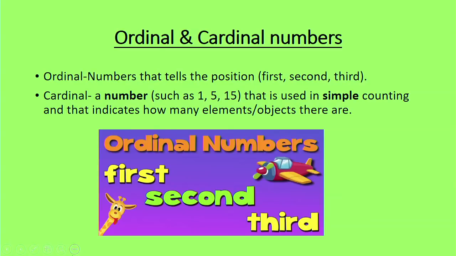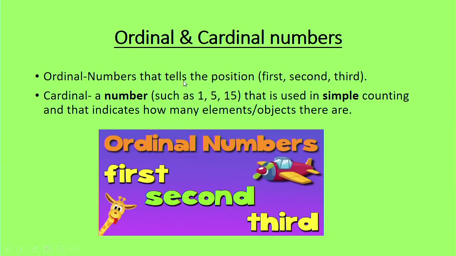What are ordinal and cardinal numbers? First, an ordinal number is the number that tells position. When we have athletics, they run, so the one that is the winner came first, then second, then third. So these are ordinal numbers. Ordinal numbers are numbers that tell position.